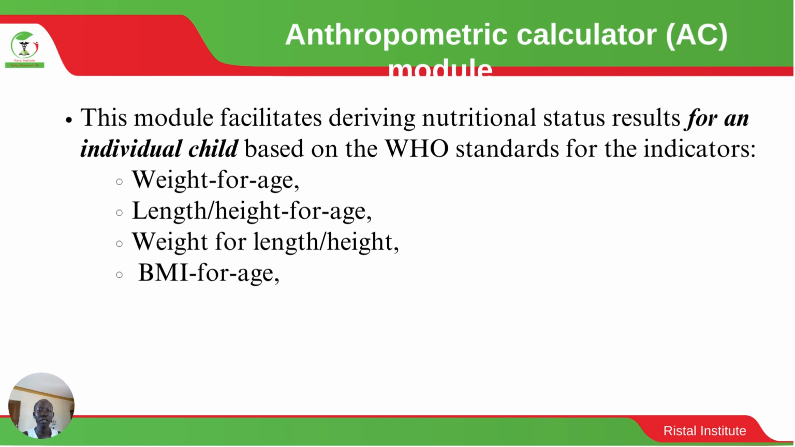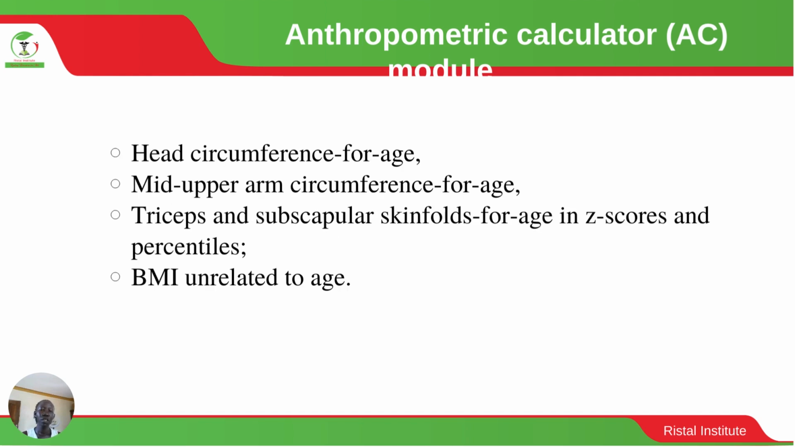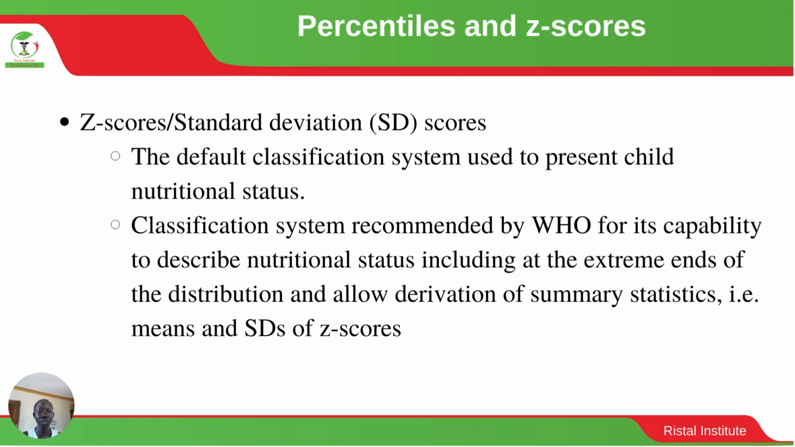Anthropometric calculator, AC module. This module basically facilitates deriving nutritional status results for an individual child based on the WHO standards for the indicators of weight for age, length or height for age, weight for length or height, BMI for age, the head circumference for age, mid-upper arm circumference for age, and all these others up to BMI that is unrelated to age. The percentiles and Z-scores.